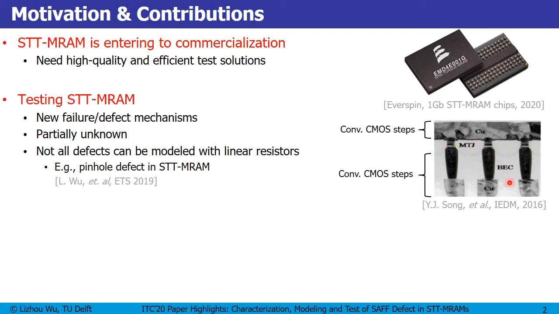Here you see a TEM image of 3 STT-MRAM cells. The bottom part and upper part are no different from a conventional CMOS process. However, the middle one is the STT-MRAM device, which requires unique and new processing steps. It is like a plug-in component between two adjacent metal layers. And not all defects, especially those in the device, can be modeled with linear resistors, for example, pinhole defects.